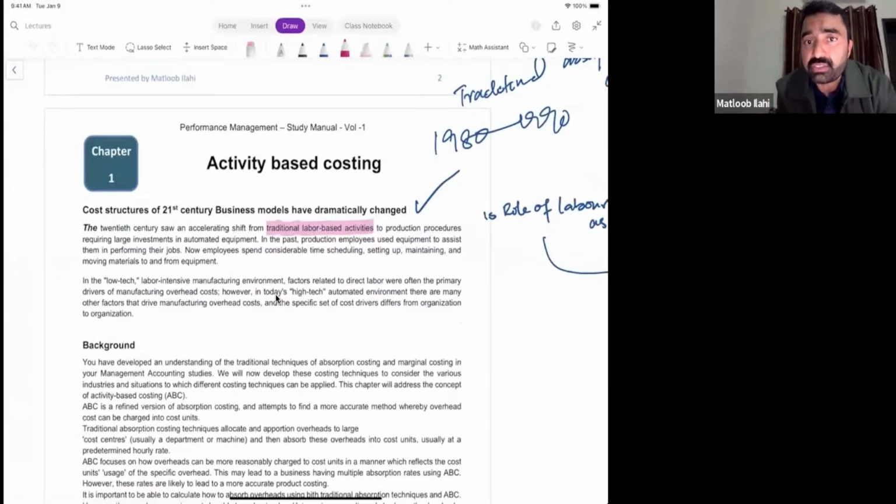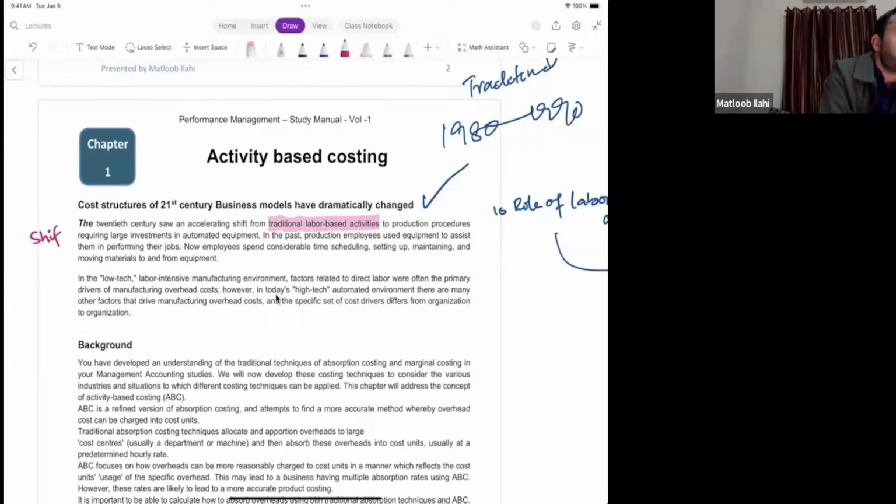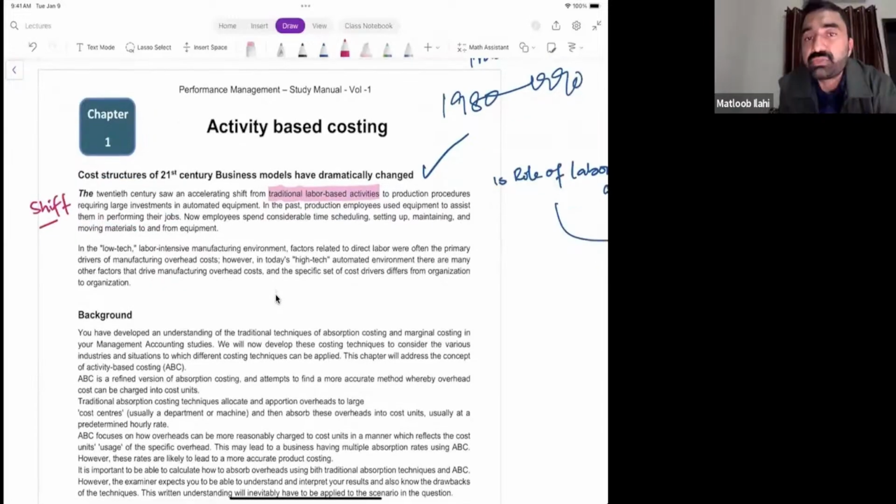In the past, production employees used equipment to assist them in performing their jobs. It means in the past, machines were used as supportive, but today humans have supportive roles. That's a very interesting shift in the roles. Now employees spend considerable time on scheduling, setting up, maintaining, and moving materials to and from equipment, etc.